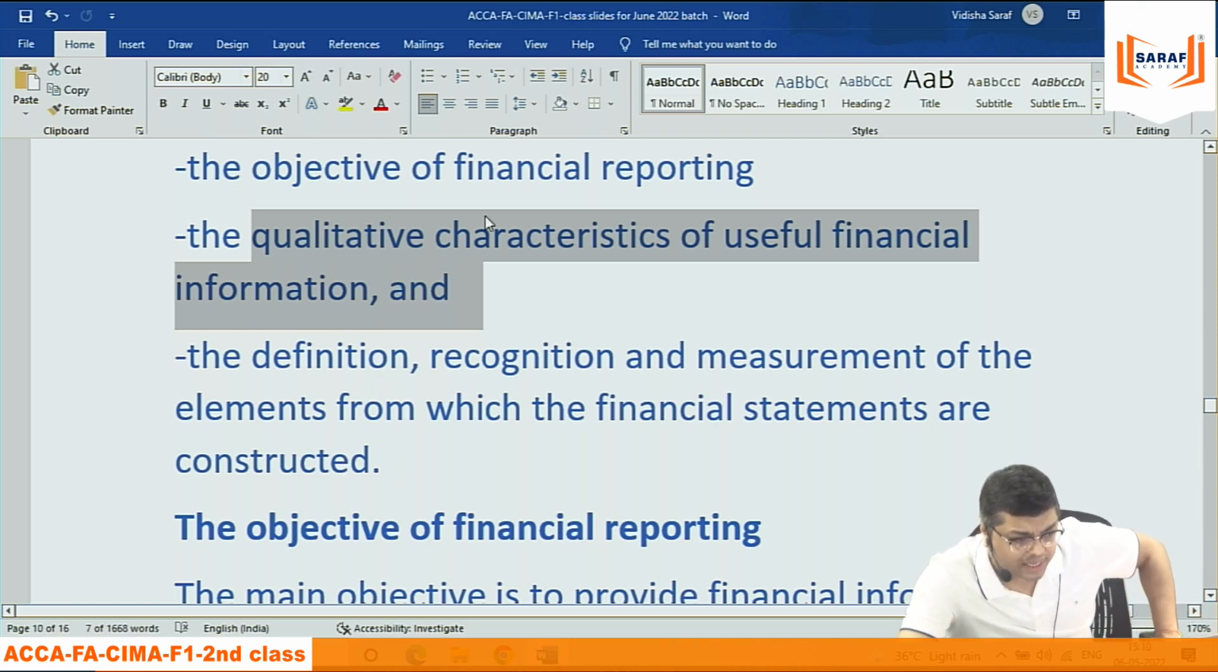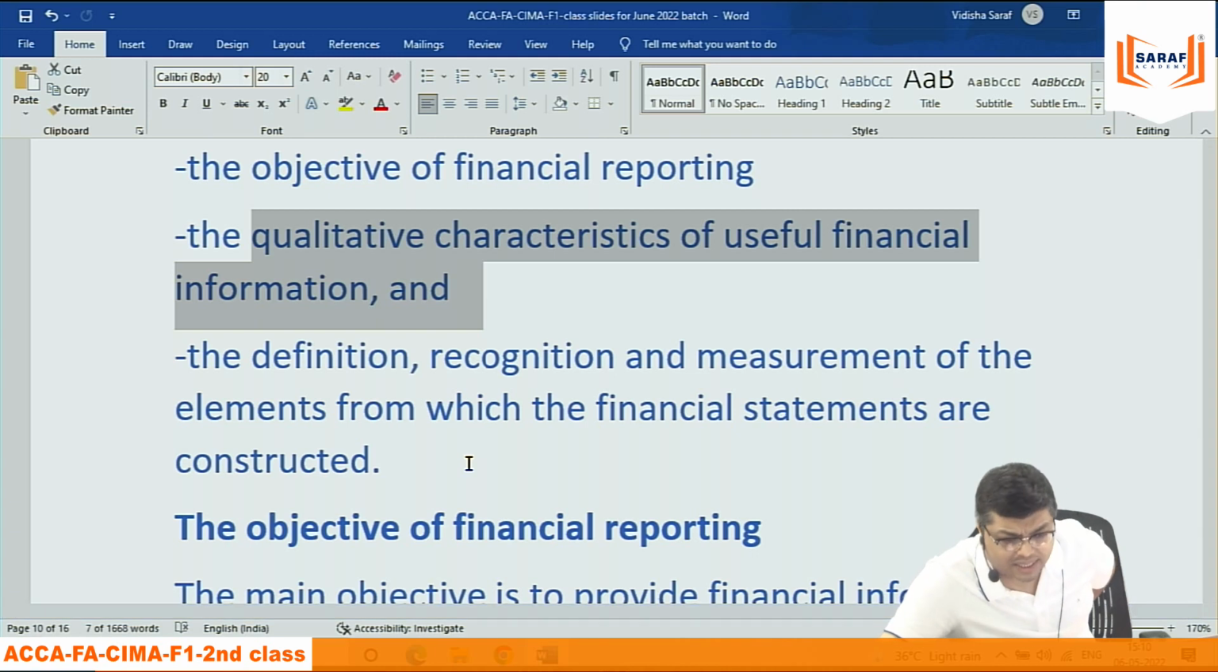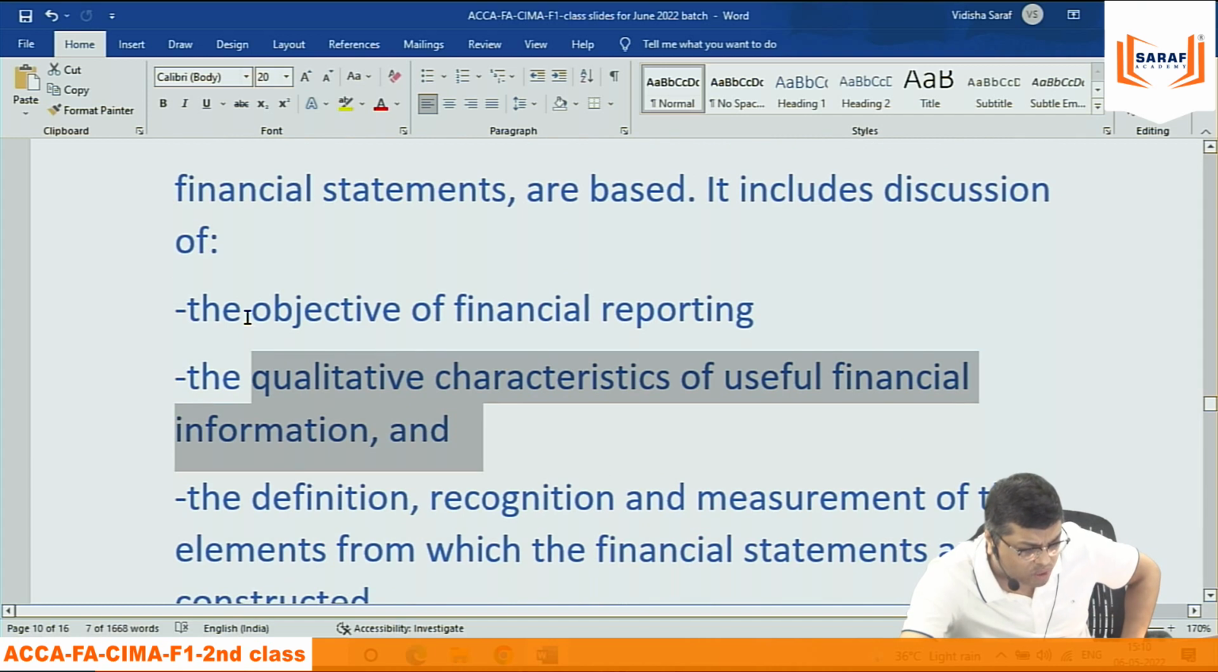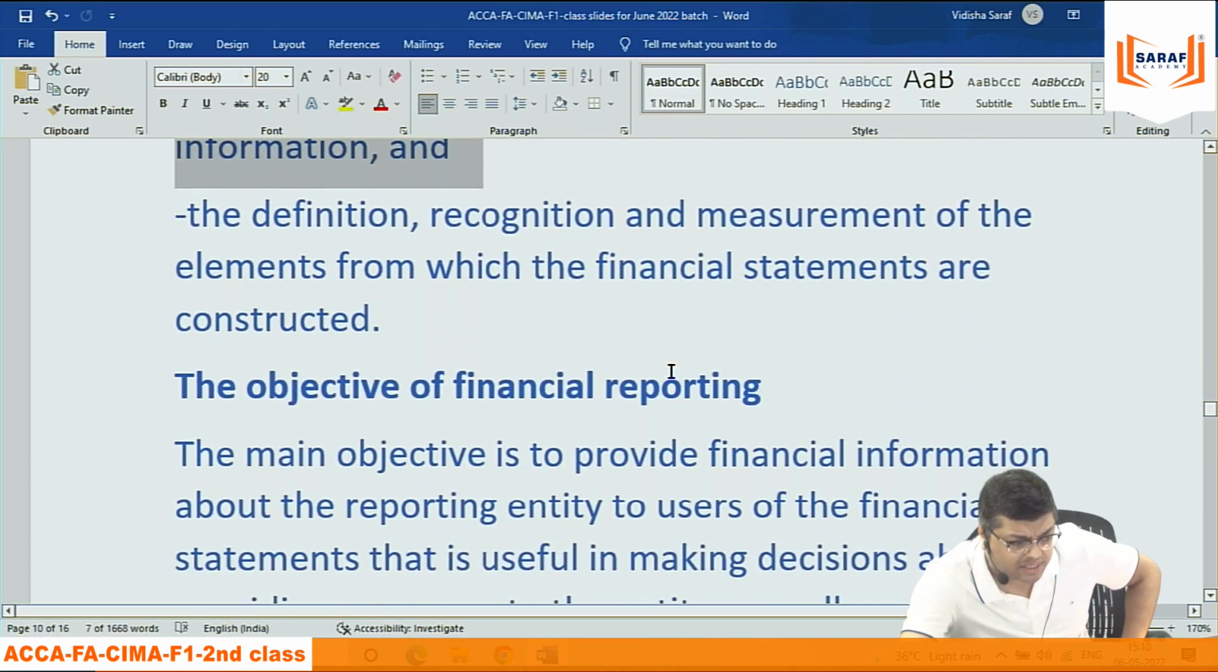But all these things, objective, characteristics, recording and all that, are there in the framework, and also in the International Accounting Standards and IFRS. If there is a contradiction between the framework and the IAS, then the accounting standard will prevail, the framework will not prevail, even though the framework is a Bible. If we go slightly deeper, we look at the objective of financial reporting, characteristics and definitions.